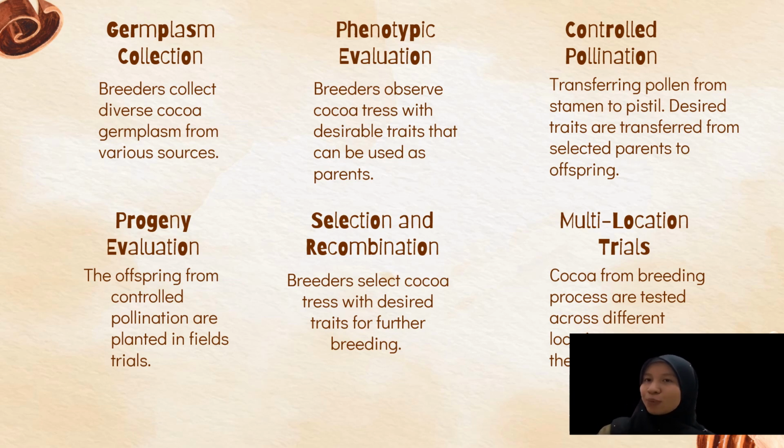The next step is progeny evaluation. The offspring from the controlled pollination will be planted in field trials. Next is selection and recombination. The breeders will select cocoa trees with desired traits for further breeding. And the last step is multi-location trials. The cocoa from the breeding process is tested across different environments or locations to assess their adaptability. Traditional breeding methods for cocoa plants rely on the natural processes of pollination, selection, and recombination to develop improved cocoa varieties.